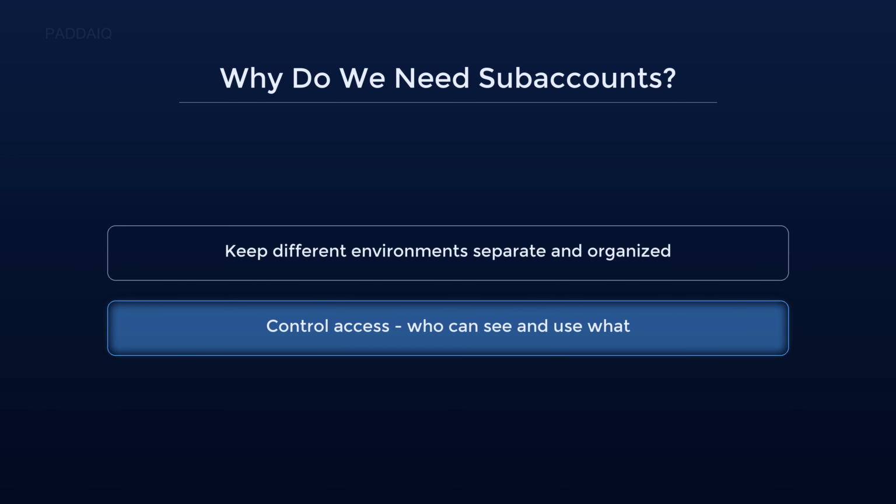Control access: who can see and use what. This means you can precisely manage permissions for different teams. For example, finance staff access only financial apps, while developers see only development tools. This targeted access ensures security and efficiency by restricting users to relevant resources.